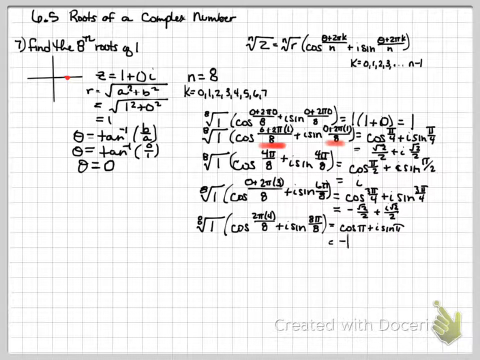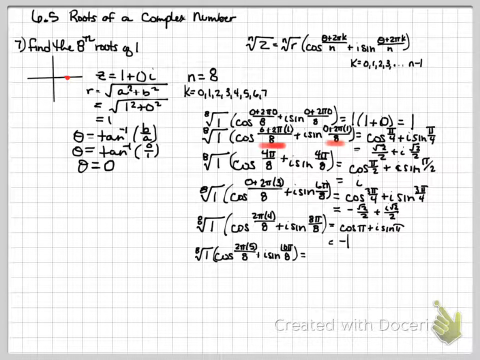Cosine of pi is negative 1. Sine of pi is 0. So negative 1 plus 0 is just 0. Or excuse me, negative 1 plus 0 is just negative 1. Okay, we're up to 5. Eighth root of 1 times the cosine of 2 pi times 5 over 8 plus I sine of 2 pi times 5 is 10 pi over 8.